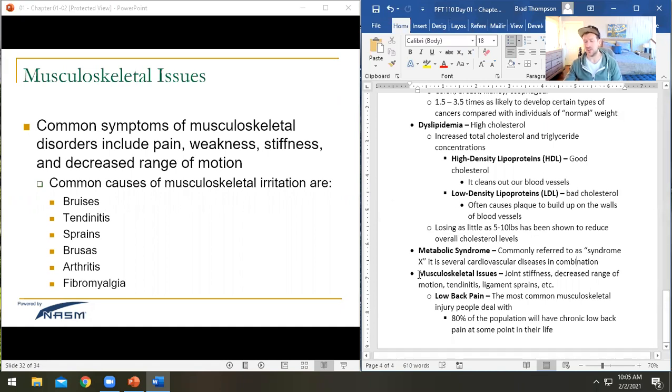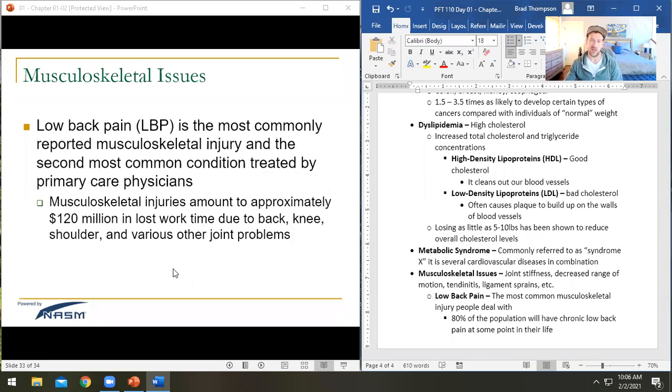And then we do have certain musculoskeletal issues, right? We do know that joint stiffness, decreased range of motion, tendonitis, sprains, all of those things can be associated with obesity, simply because there's a lot more pressure coming down on the joints of the body regularly. So we'll see bursitis, arthritis, again, fibromyalgia, which is just general joint pain. Stuff like that is associated with obesity.